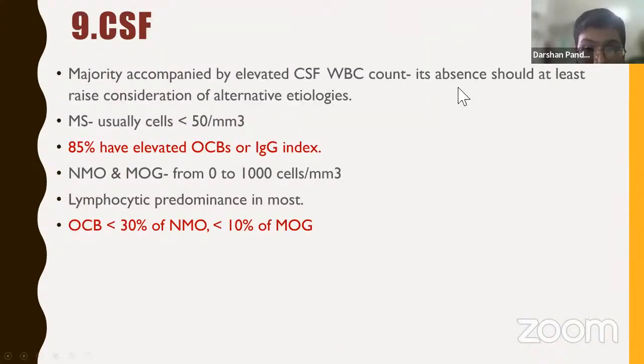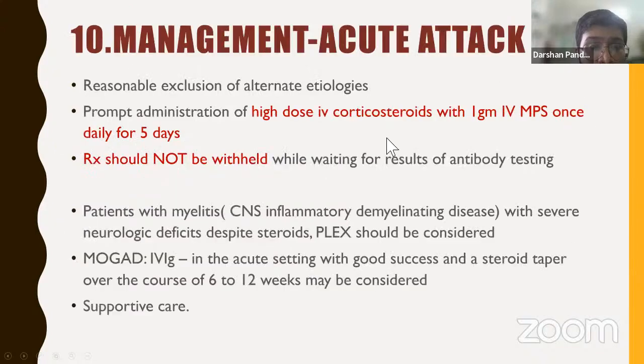CSF: WBC count, oligoclonal band, IgG index. In MS, cells are usually less than 50. 80% of MS have OCBs or elevated IgG index. In NMO and MOG, cells are quite wide, from 0 to 1000. Lymphocytic predominance is common in all. Oligoclonal bands are present in less than 30% of NMO cases, and in less than 10% of MOG.